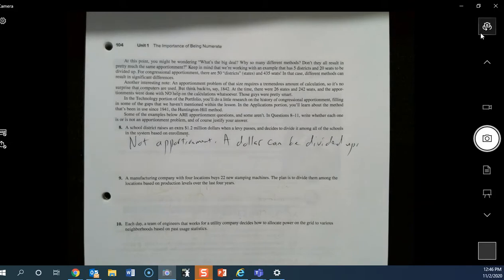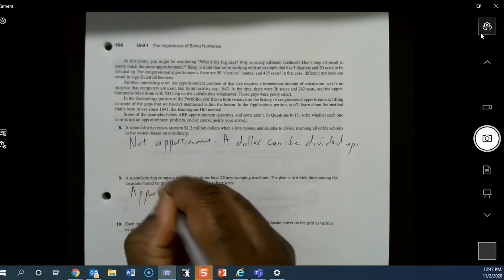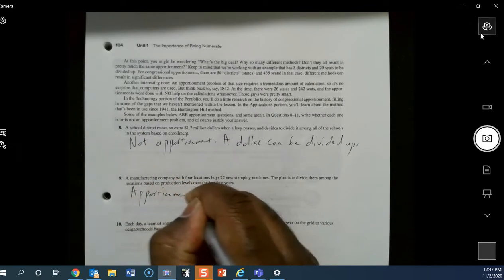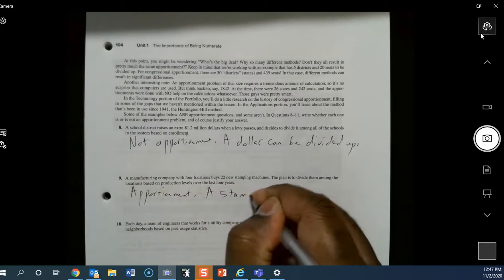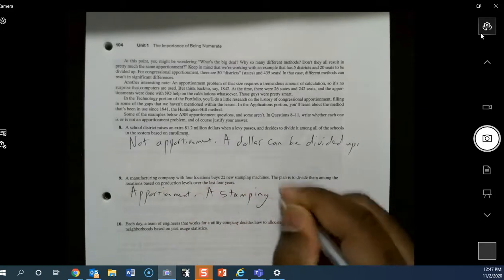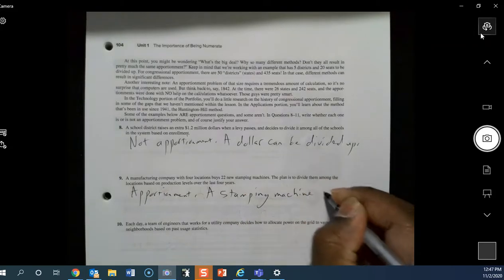Number 9, a manufacturing company with 4 locations buys 22 new stamping machines. The plan is to divide them among the locations based on production levels over the last 4 years. This is apportionment, because a stamping machine cannot be divided up.